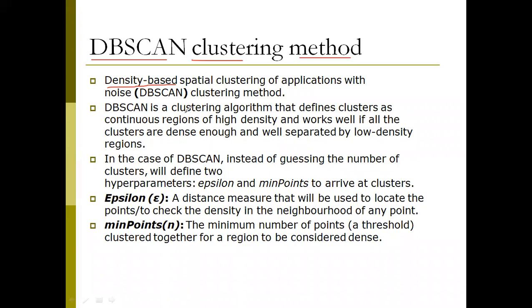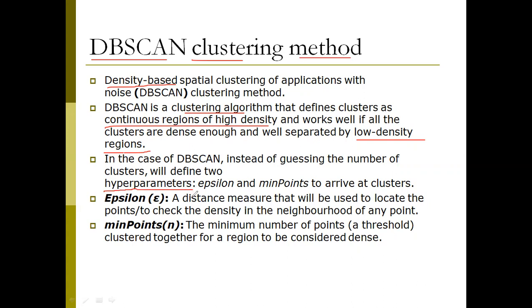DBSCAN is one of the clustering algorithms that defines a cluster as a continuous region of high density. It works well if all the clusters are dense enough and well separated by low-density regions. Clear? And in the case of DBSCAN, instead of guessing the number of clusters, we will define two parameters or hyperparameters.